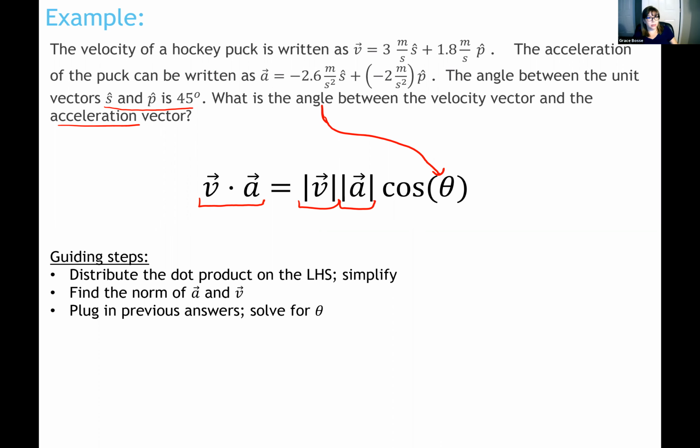So that's the steps that I'm going to show you. First, I'm going to distribute the dot product between v and a. Then I am going to find the norms of a and v. And then I'm going to solve for theta. So that's the steps that you want to take. It's going to take a little while to work all this stuff out, but that's how you do it.